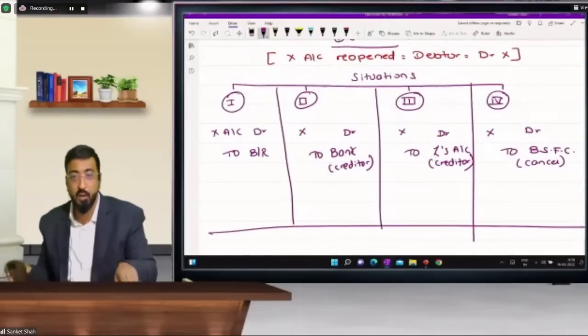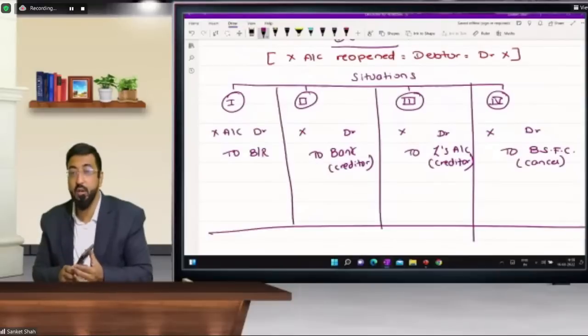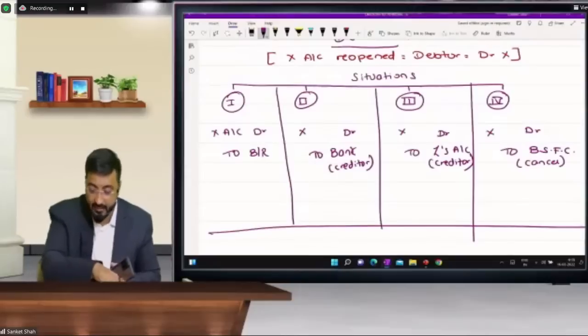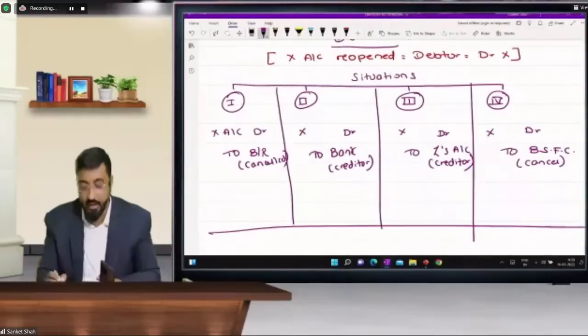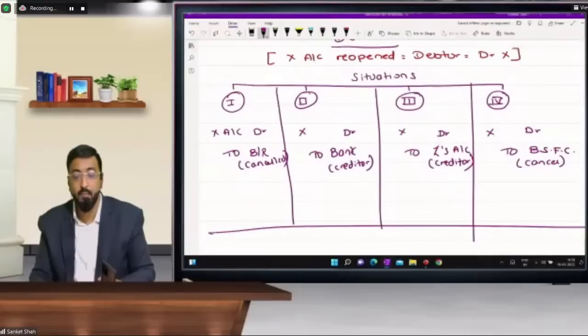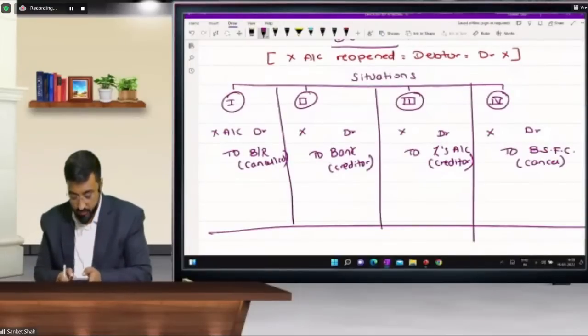Improve your level. Which account is getting opened? X account. Bills receivable is cancelled. Here, bills receivable is cancelled and X is reopened. The bank is my creditor. Z is my creditor. X to bills sent for collection. Simple check.